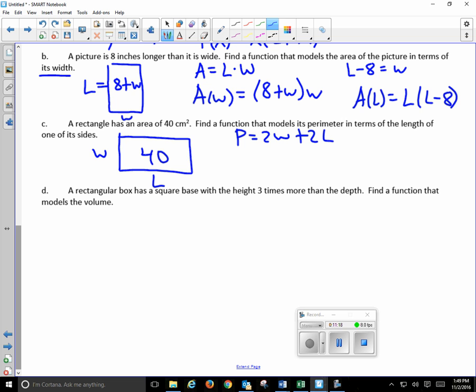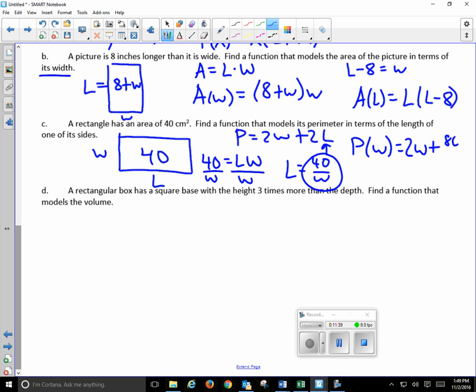Well, I need a second equation here. What's my second equation? So I'm going to divide both sides by W, and I get L is equal to 40 over W. So now I can take that and plug it in for L. P of W is equal to 2W plus 80 over W. So again, these are kind of those aha moments that you need to come up with. Try the next one on your own.